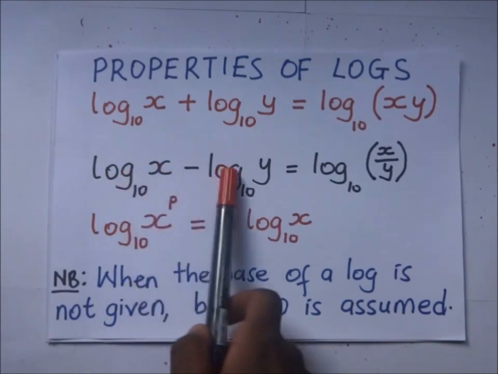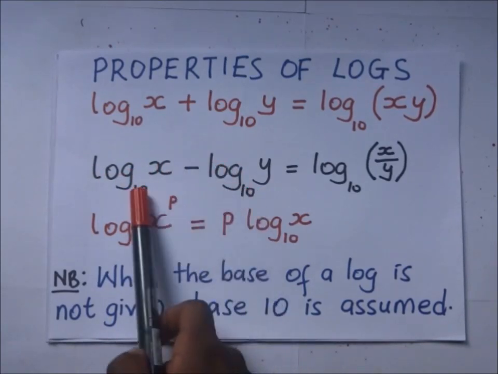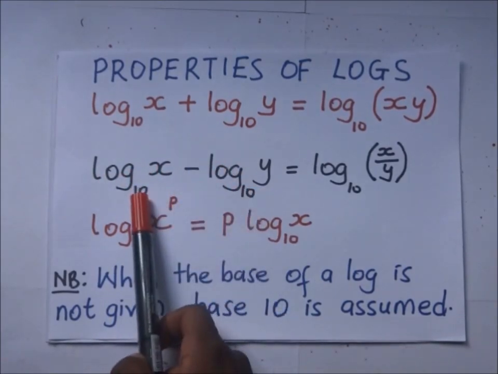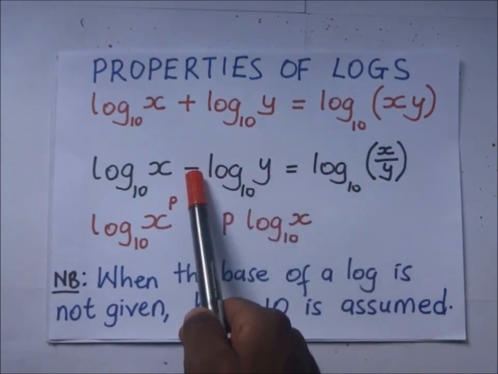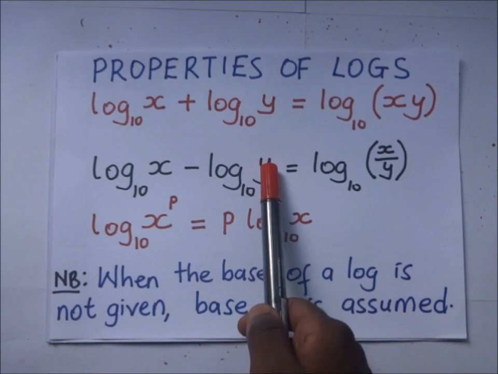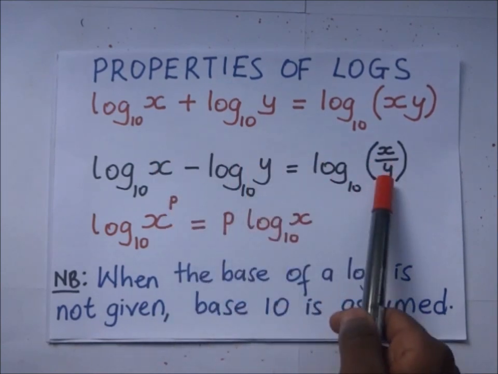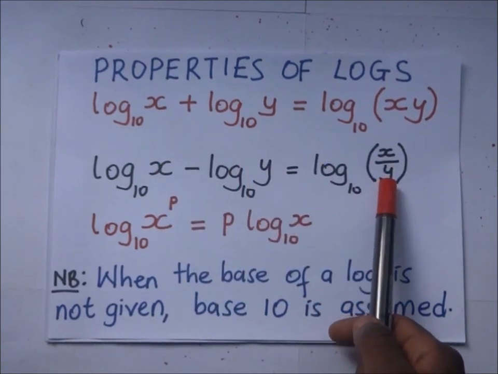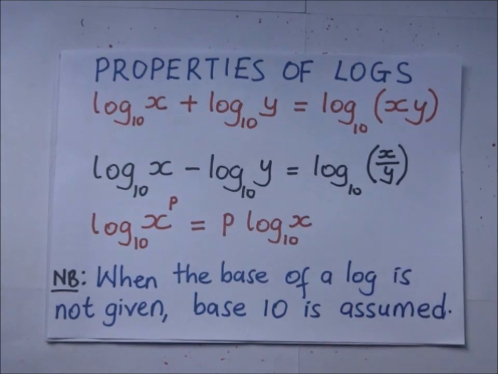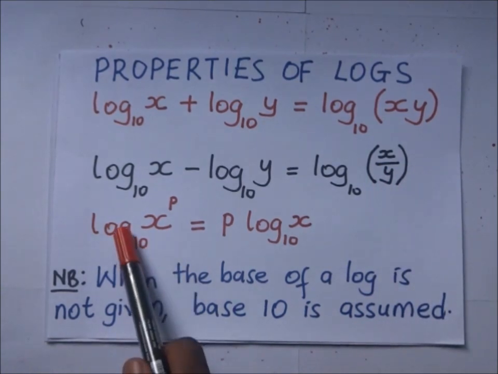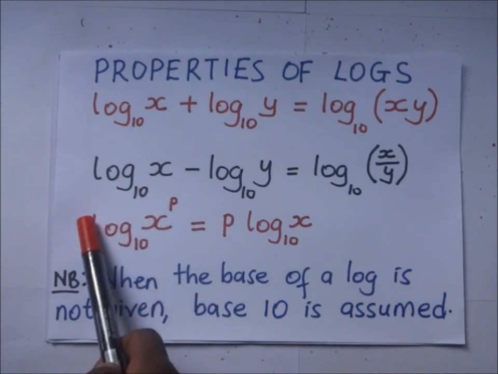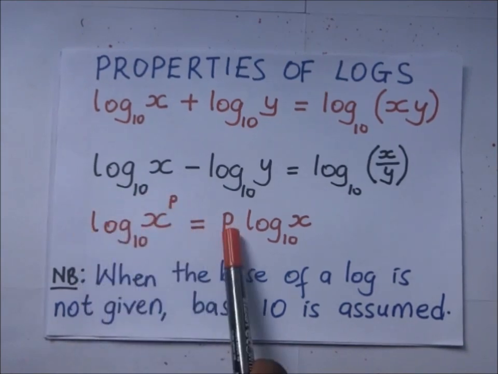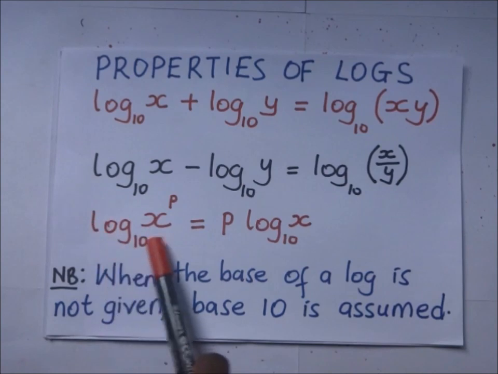When you're subtracting logarithms that have the same base, in this case base 10 and base 10 here, you're going to maintain that logarithm to the base 10, and because it is subtraction, you divide x by y. And also the other property that needs to be committed to memory is that log base 10 of x to the power p is the same as that p coming right here. It's the same as p times that number itself.